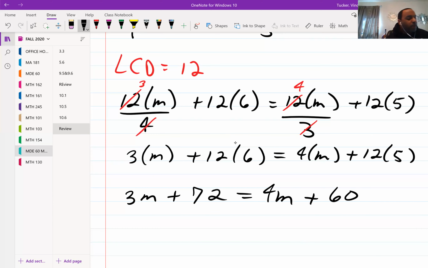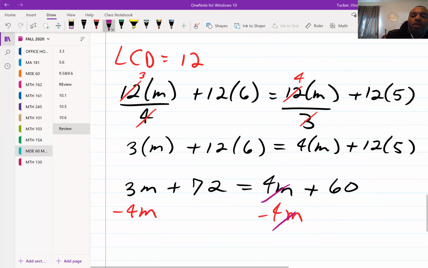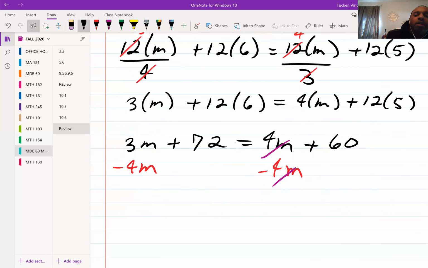So once again, we have our variable on both sides of our equation. So we need to get the terms with the variable on one side, terms without the variable on the other side. And I'm going to take the 4m over just because of what will happen, and I want to emphasize part of the process that could occur. So subtracting 4m from both sides will give you negative m, or negative 1m, plus 72 equals 60.